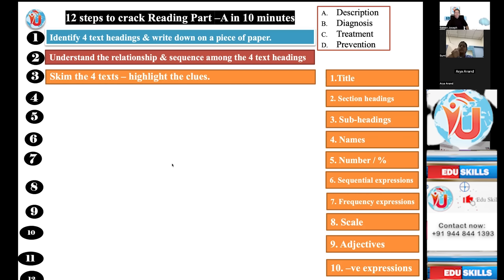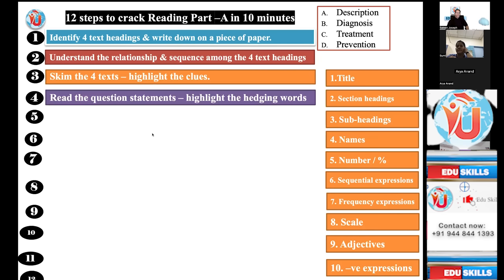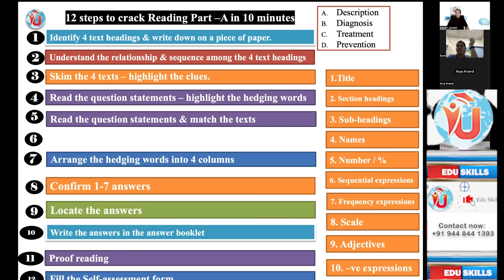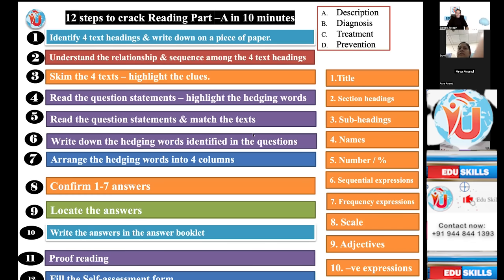When you skim the four texts, skim means just pass through, glance through, and highlight these clues, whatever you find in the text. We will work it out on one text now. Step number four, read the question statements and highlight the hedging words. Five, read the question statements and match them to the text. Where does it happen? In A, B, C, or D? Sixth step, write down the hedging words identified in the questions.